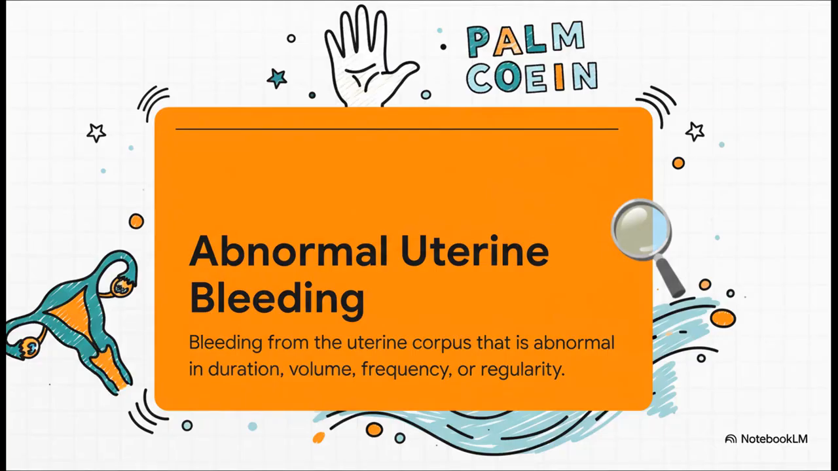So what is abnormal uterine bleeding, or AUB? Well, simply put, it's any bleeding from the uterus that's just off. It could be the duration, the volume, the frequency, or the regularity. And, the most crucial first step, always, is to make sure the patient isn't pregnant. But AUB is a huge umbrella term, so our next job is to start narrowing it down.